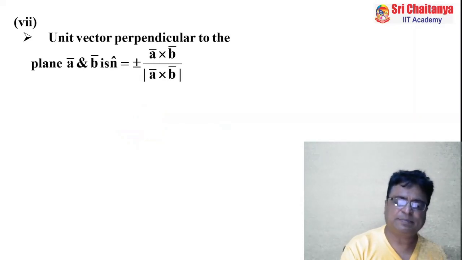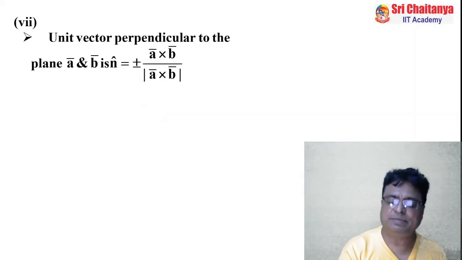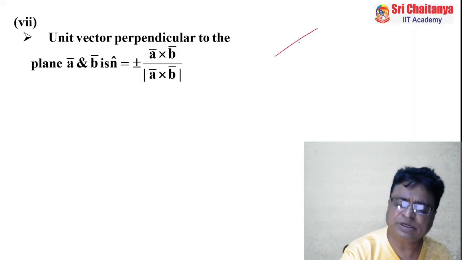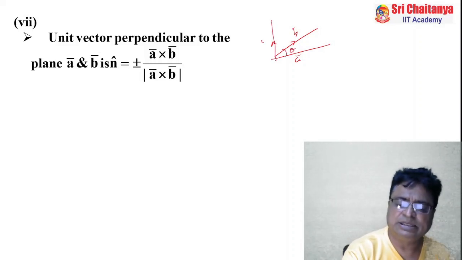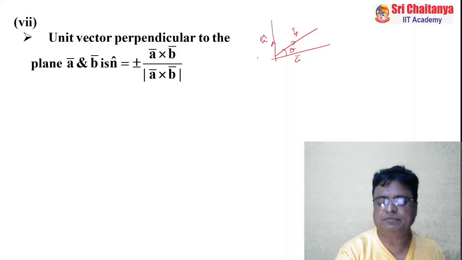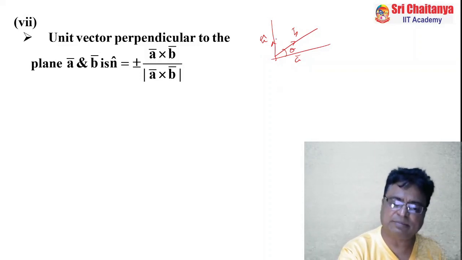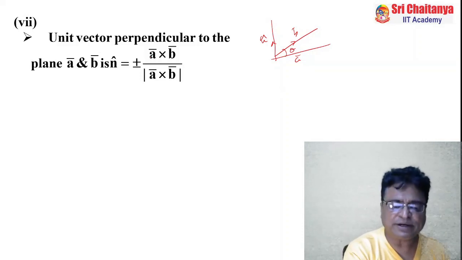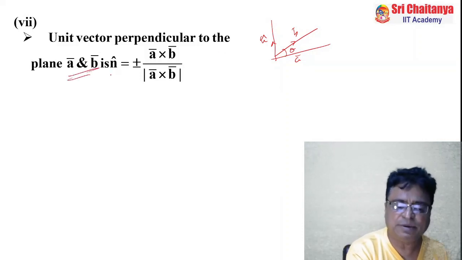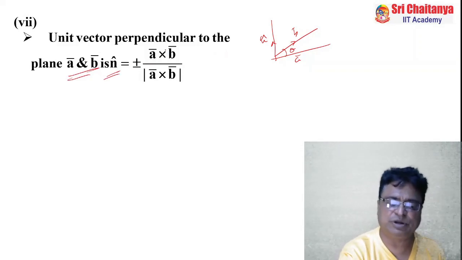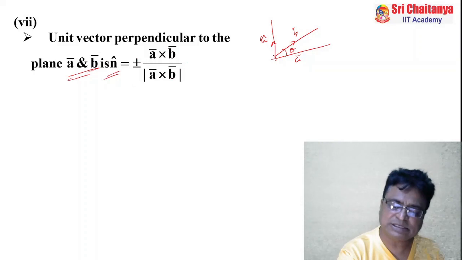Now my friends, next, the unit vector perpendicular to the plane of a bar and b bar. If this is my a bar and this is my b bar, and theta is the angle between them, and this is the unit vector n cap, which is perpendicular to both a bar and b bar. So the unit vector perpendicular to the plane of a bar and b bar is denoted by n cap, which is equal to a bar cross b bar by mod of a bar cross b bar, plus or minus. Why plus or minus?